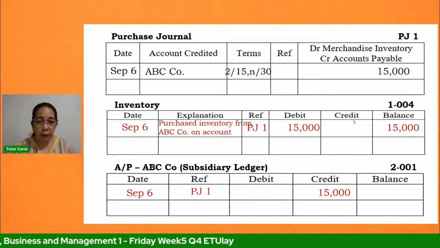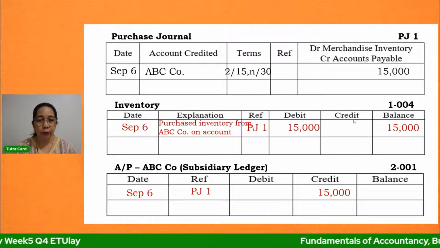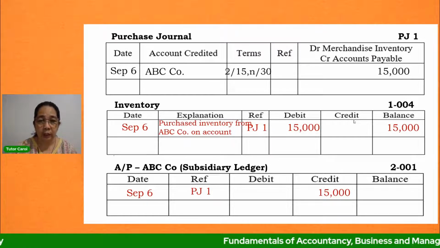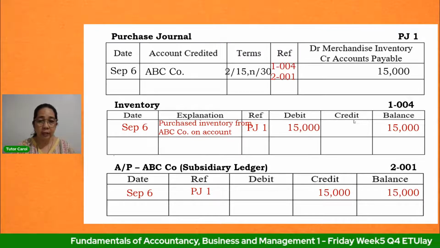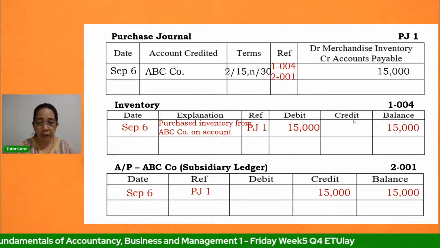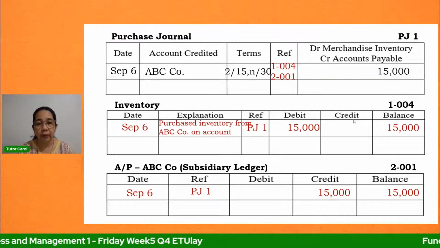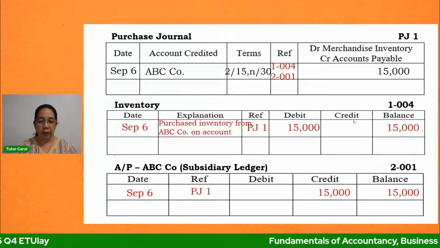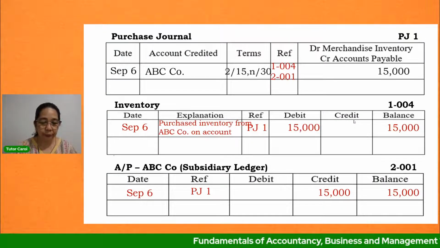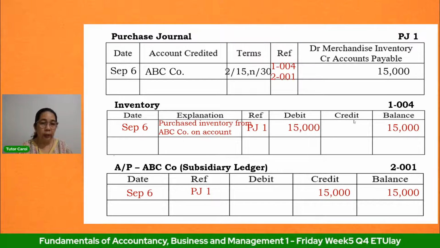Since you have recorded both accounts, going back to the purchase journal, put the reference, signifying that these accounts have already been posted to the ledger. 1-004 and 2-001. Let us now move to the next.